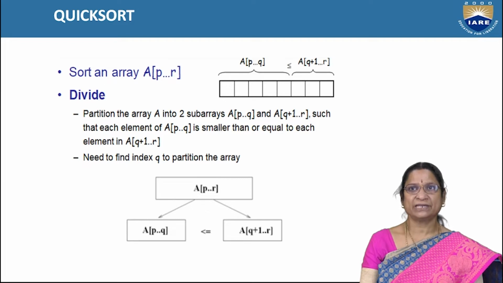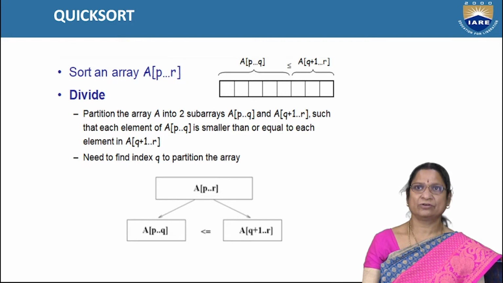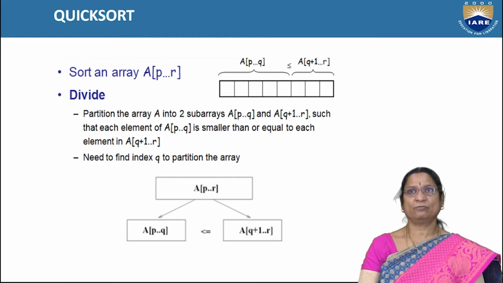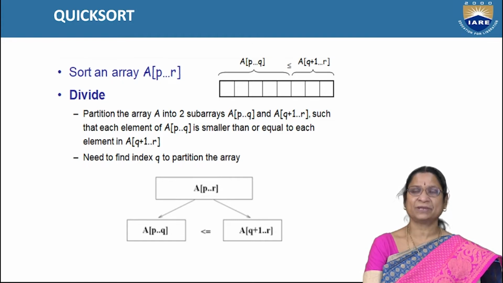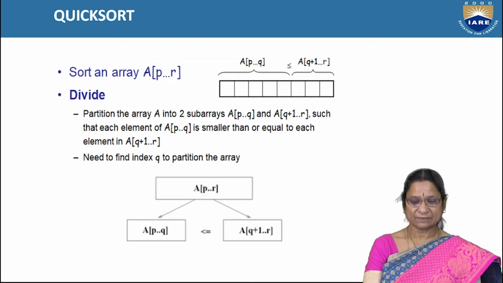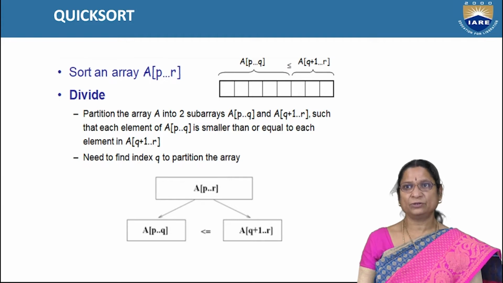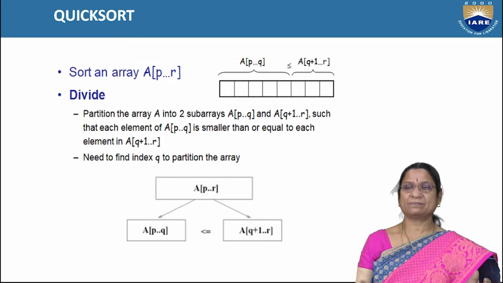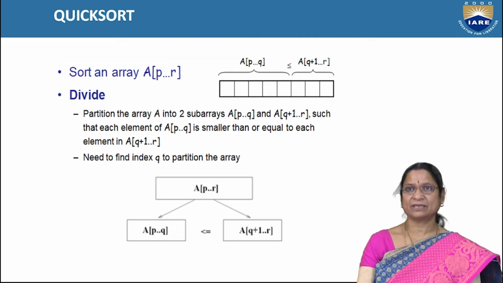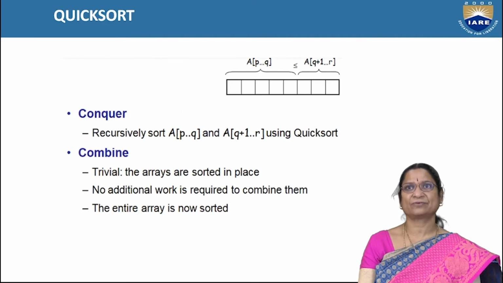Divide means here partition the array into two sub-arrays. The array of elements A from 1 to n is divided into two sub-arrays, P to Q and Q plus 1 to R, such that each element of the first sub-array is smaller than or equal to all elements of the second sub-array. So the sub-array P to R is divided into P to Q and Q plus 1 to R, such that the first sub-array elements are lesser than or equal to the second sub-array elements. In such a way, we partition.